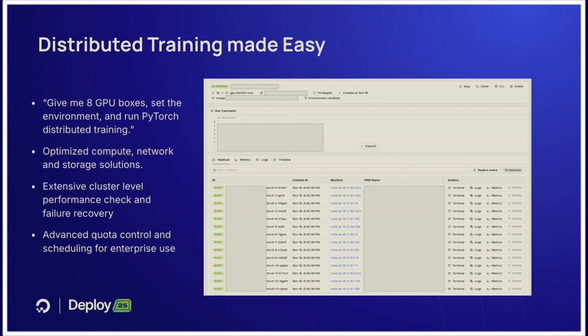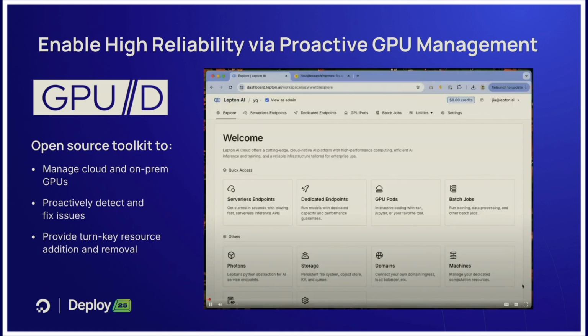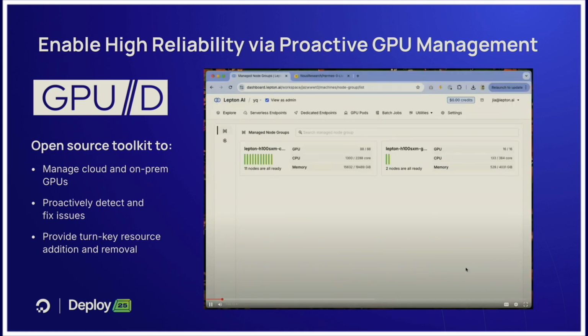Right. Under the hood, what we are running is a software library called GPUD. It proactively detects all those kinds of crazy errors that GPUs might exhibit. This is the interface. We have a bunch of machines listed. This is one of our production clusters.